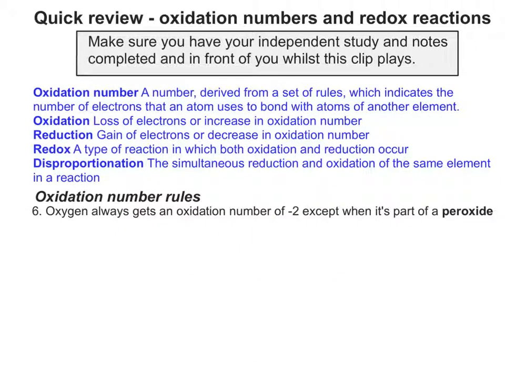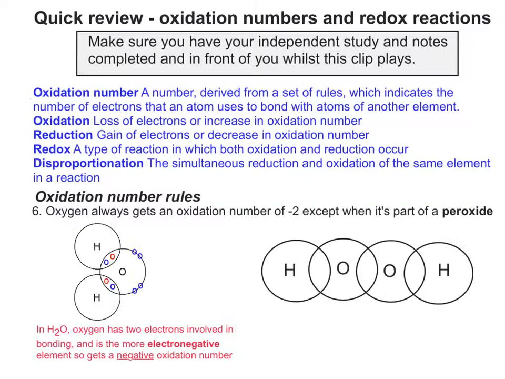So the next rule concerns oxygen. It always gets an oxidation number of -2, except when it's part of a peroxide. So if we look on the left of the screen, you can see that water has 2 oxygen electrons involved in bonding with hydrogen. Now oxygen is the more electronegative out of those two elements, so therefore it gets the negative oxidation number, so it's -2, not +2.